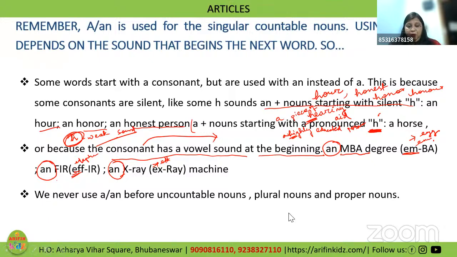One more thing you should keep in mind is that we never use a or an before uncountable nouns. Why? Because a or an means one. When you say uncountable, it doesn't have any number. Plural nouns also, because it is again one. So no use with plural nouns and proper nouns. In the previous session, we already discussed what a proper noun is.